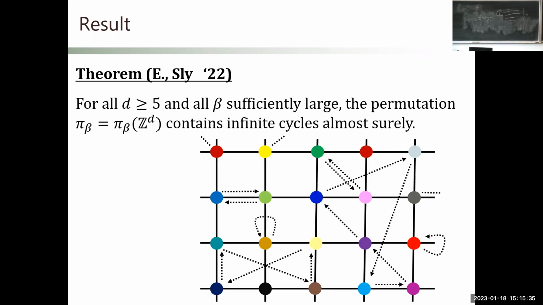Right, so in 2 dimensions, the conjecture is that the cycles will always close, but we proved that in 5 dimensions, almost surely you will have this infinite trajectory that never closes. Okay, are there any questions about the model or the result?